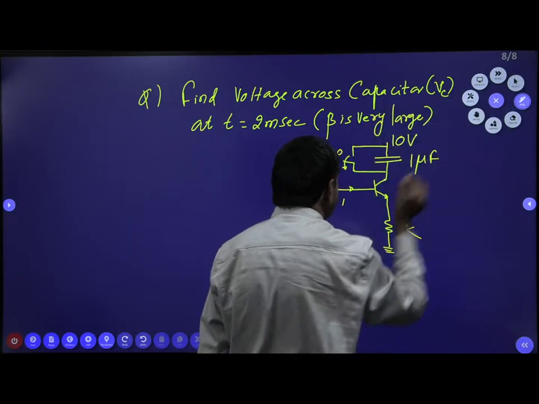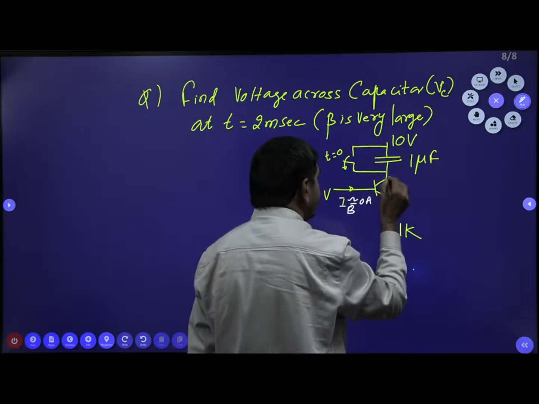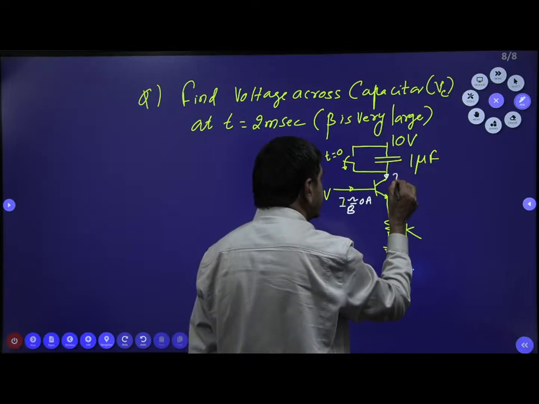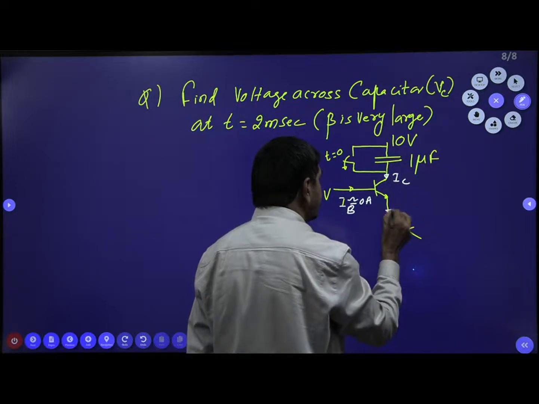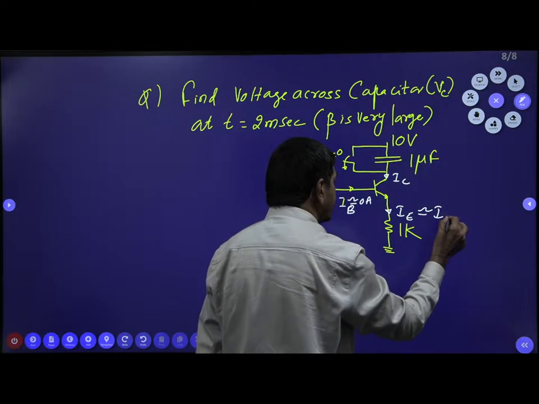This current can be taken approximately 0 only. Base current is taken approximately 0 amperes. If it is IC, even this current also, I can put I is approximately equal to IC only now. Both are approximately equal.